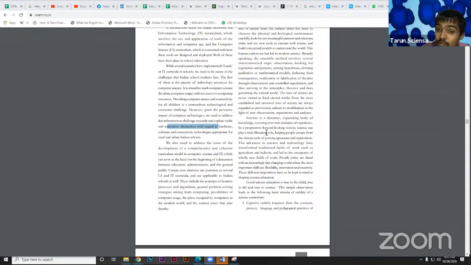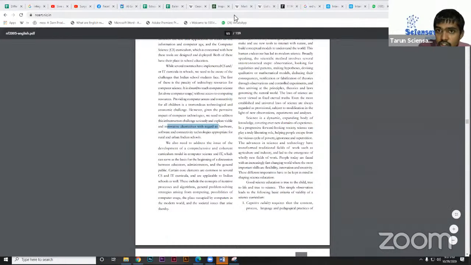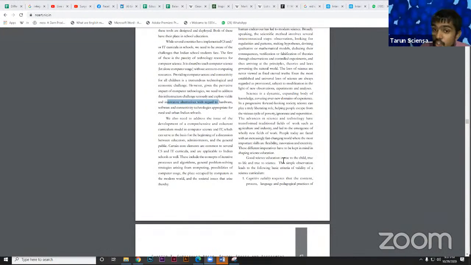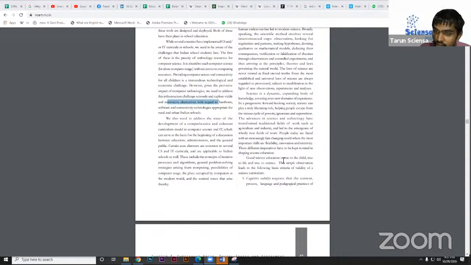helping people escape from the vicious cycle of poverty, ignorance, and superstition. The advances in science and technology have transformed traditional fields such as agriculture and industry, and they led to the emergence of wholly new fields of work. People today are faced with an increasingly fast changing world where the most important skills are flexibility, innovation, and creativity.